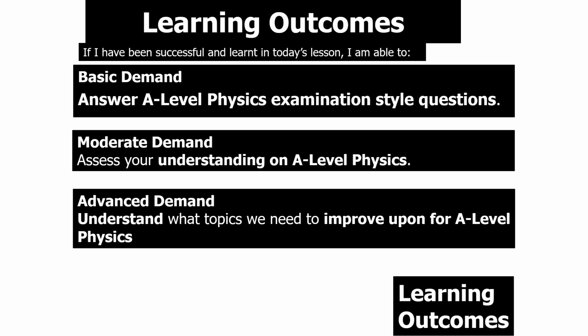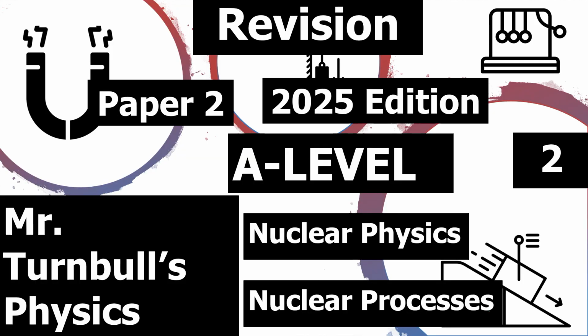So, that brings an end to our revision session today. If we've been successful and we've learned in today's revision session, we should be able to answer A-level physics exam style questions, assess your understanding on A-level physics, and then finally understand what topics we need to improve upon for A-level physics. So thank you so much for watching this revision session on paper 2 for AQA A-level physics, looking at the concept of nuclear physics and in particular nuclear processes.